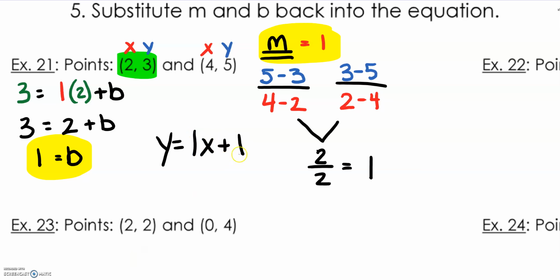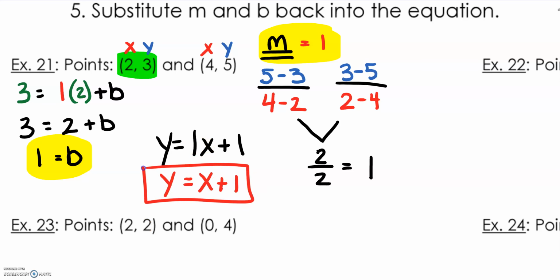Now last thing is, while this is 100% true, the big boy and big girl way of writing this equation would be to leave that 1 out. So 1 times x is the same thing as just x. So please acknowledge that y equals x plus 1 is actually the correct simplified version of the equation, although I really couldn't take credit off for the first one.